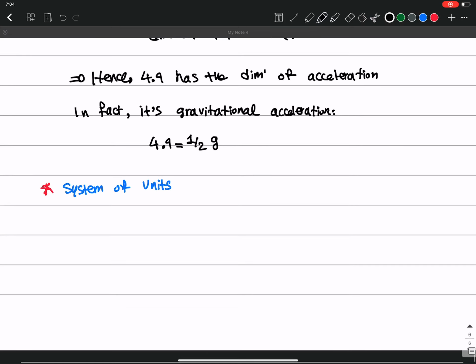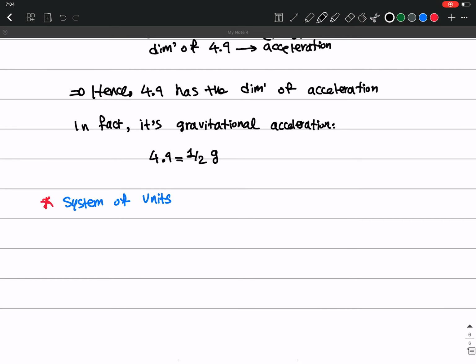So we have two systems of units which are mostly widely used, and you need to know both of them in this course. The first one is the international system, or we call it SI.